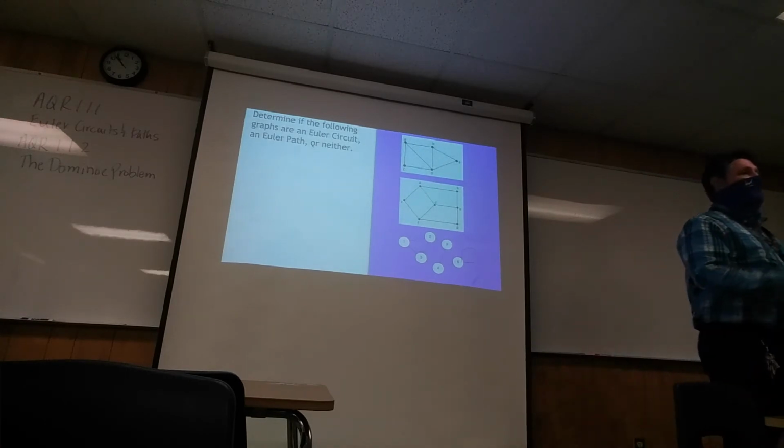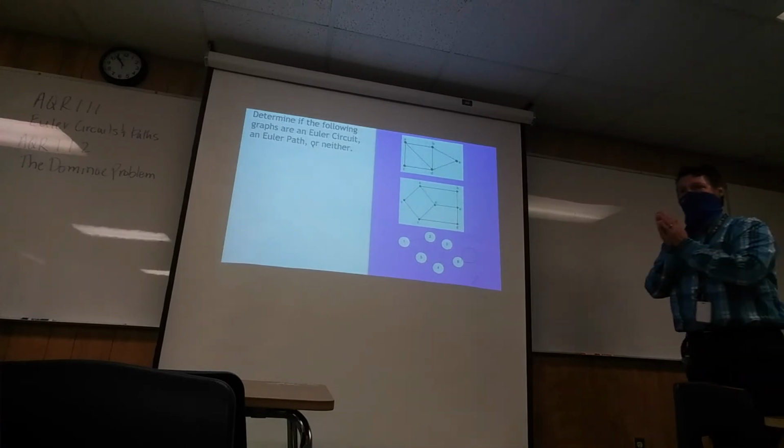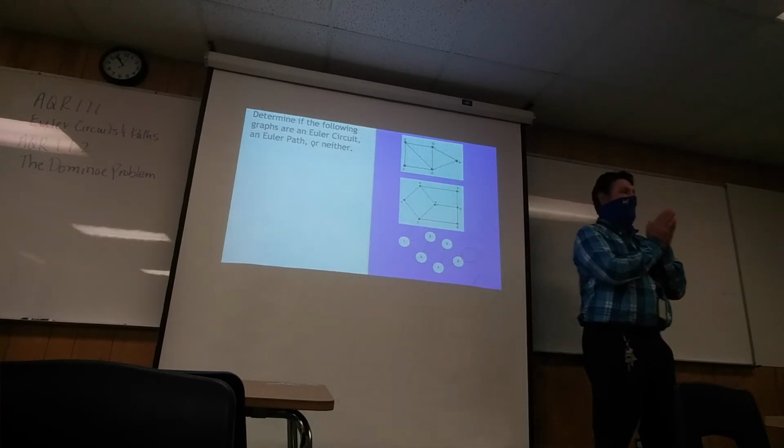All right. Now I want you to remember what I just said about that definition of degrees. We said we know that a pathway exists if two of the vertices are odd and the remainder are even.